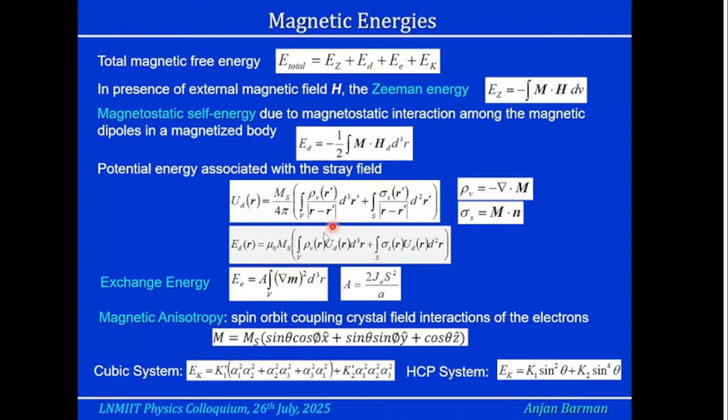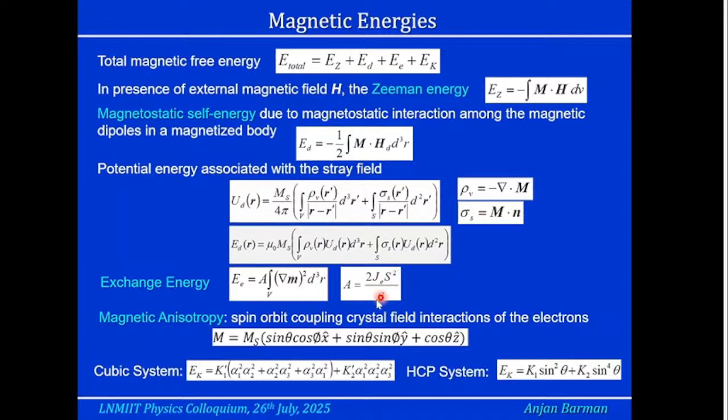This is the magnetostatic self energy, and then the exchange energy. I have shown you that it is basically Si dot Sj times Jij. But for a continuum medium, I can also write it in terms of a continuously varying magnetization: A times (del m) squared d cube r, summed over the volume, where A is given by 2J times S squared over a.